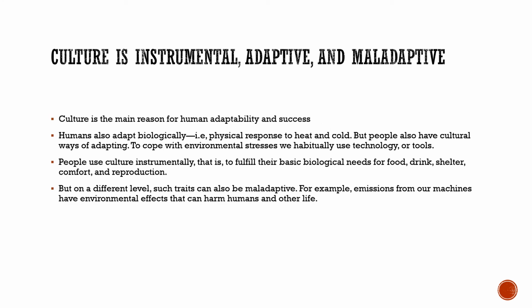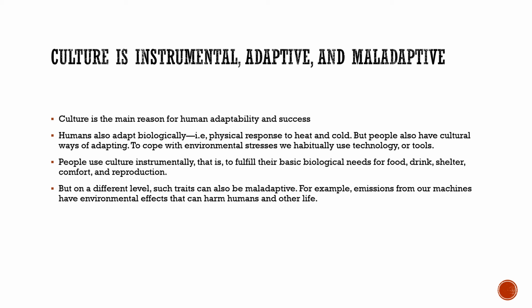Culture is instrumental, adaptive, and maladaptive. Culture is the main reason for human adaptability and success. Humans also adapt biologically, like physical responses to heat and cold. But people also have cultural ways of adapting. To cope with environmental stresses, we habitually use technology or tools. We hunt, we gather, we process food. These are all cultural ways of processing our biological needs.